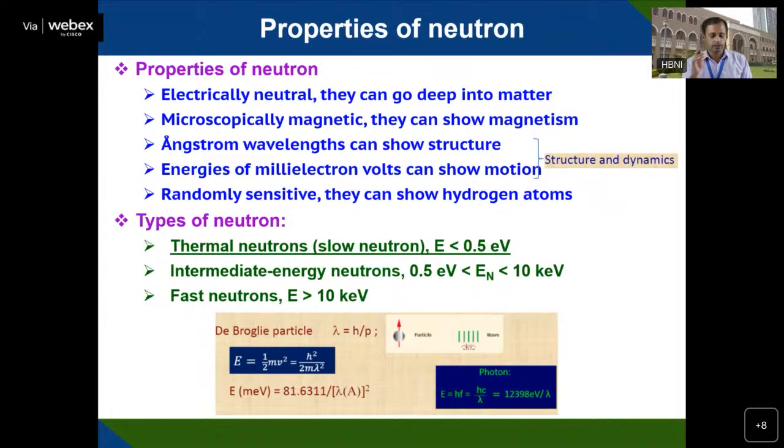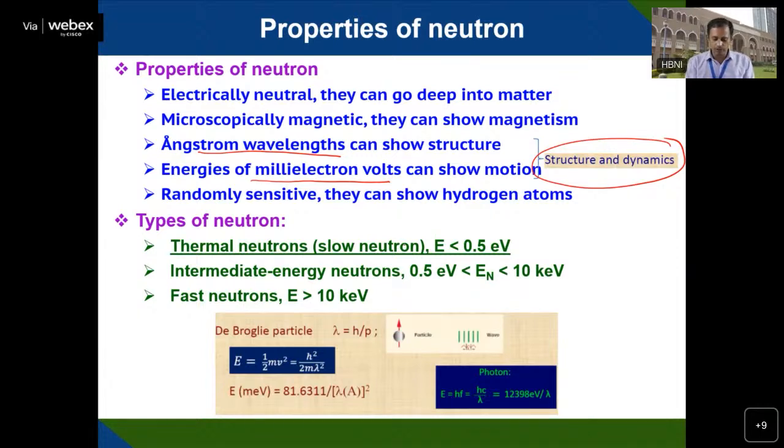The neutron is electrically neutral, so it has high, deeper penetration because of no charge. The wavelength is equivalent to an angstrom wavelength, and the energy is of the order of milli electron volts, which can show motion. Since the wavelength is quite low and the energy is in milli electron volts, you can study both structure and dynamics, both phenomena, using neutrons.